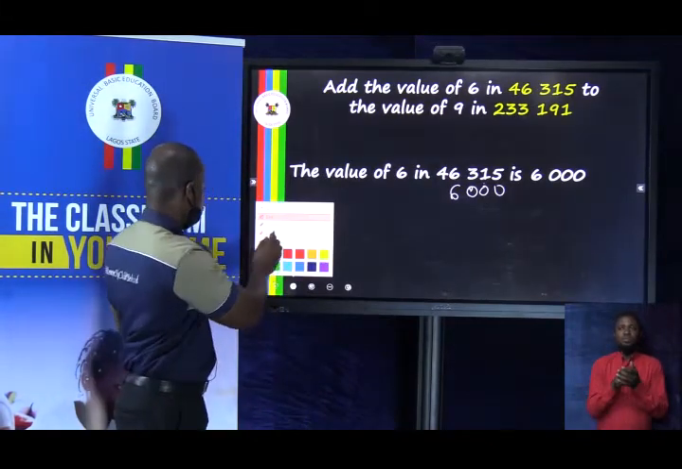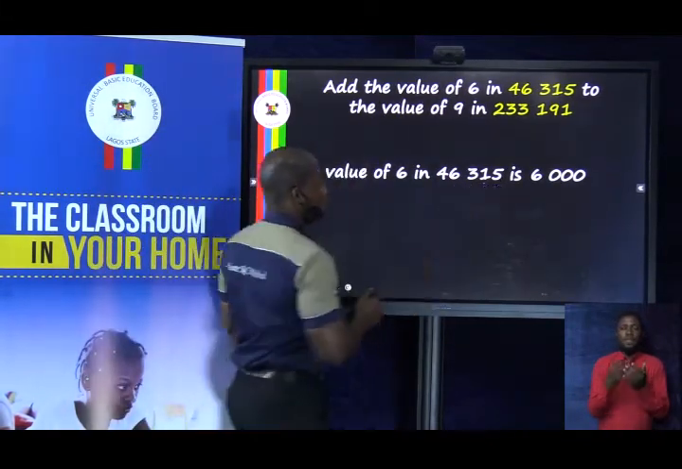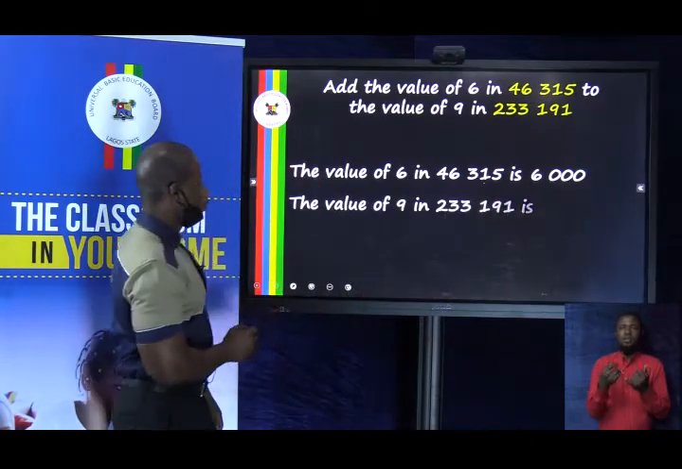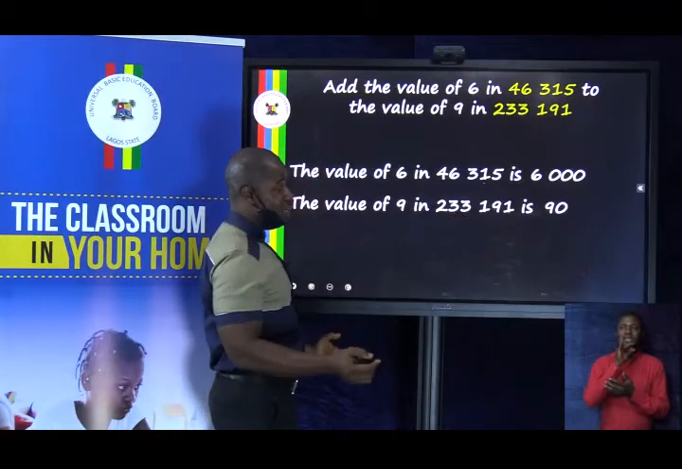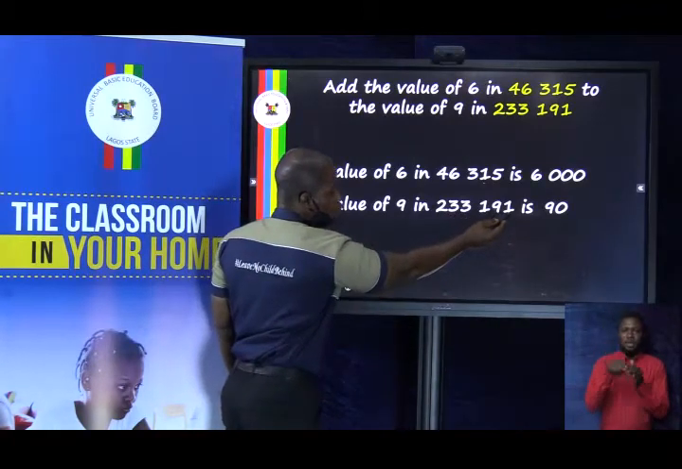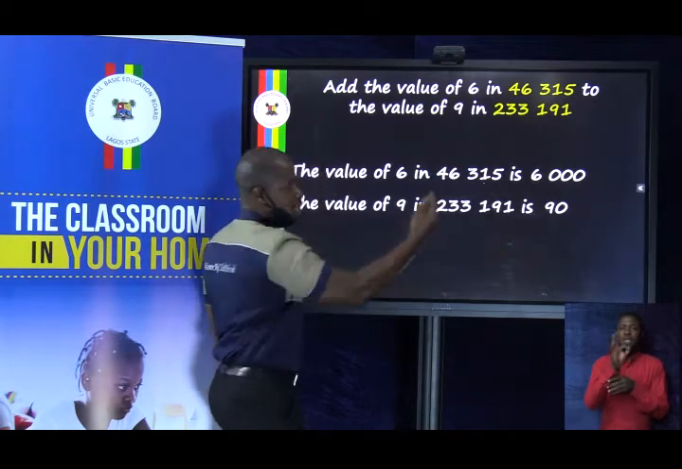Now, the value of 9 in 233,191 is 90. I mean, this is 9. Bring it down. There's just 1 space. 9 and 1 0. So that is 90.